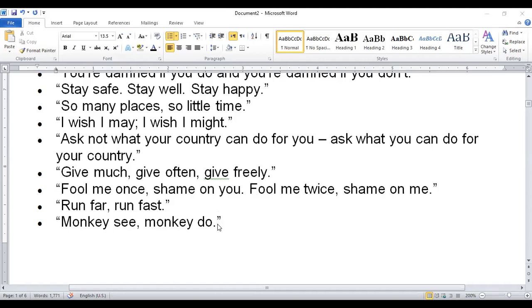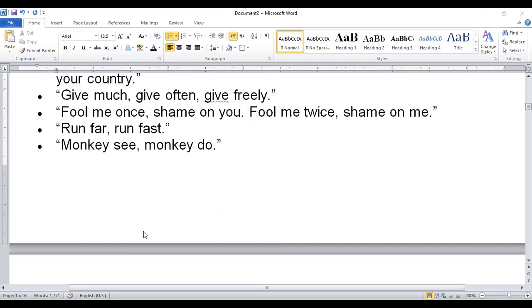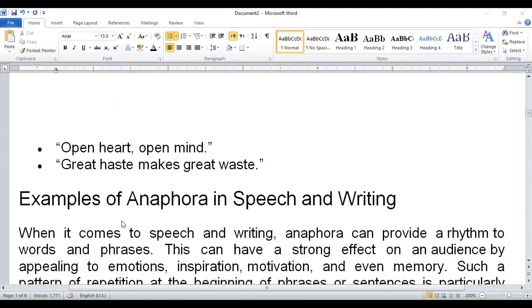Run far, run fast, run: anaphora. Monkey see, monkey do. Monkey word, anaphora. Open heart, open mind. Open, anaphora. Great haste makes great waste. It is a kind of proverb. Here you'll find what anaphora?